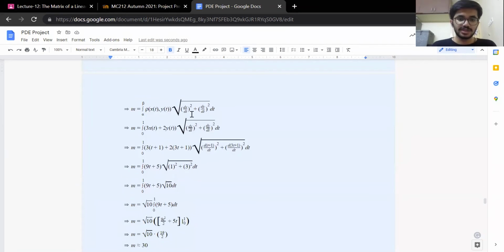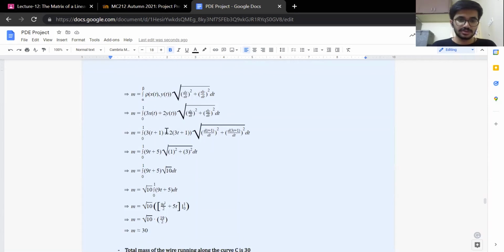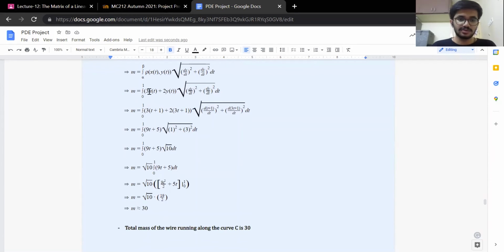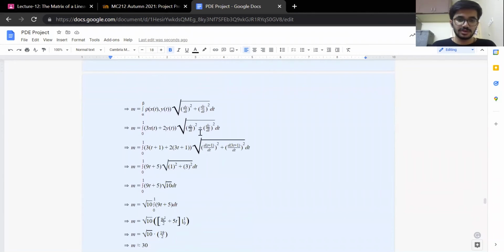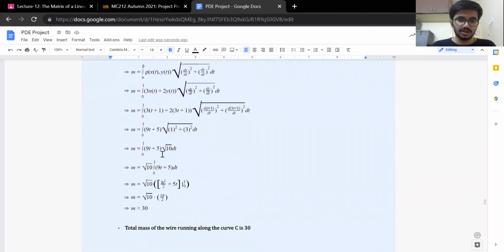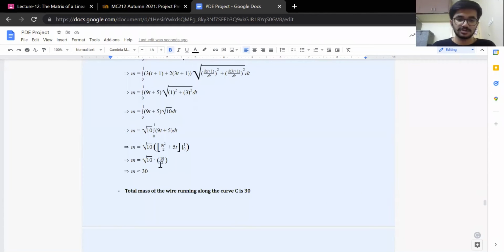So put it in, this is the equation in parametric form, with dx by dt and dy by dt squared. This is the density in the form of x(t) and y(t). Since it's in parametric form, we express everything in terms of t. So sum here, and then this has the calculation part, and approximately the mass of that wire will be 30.